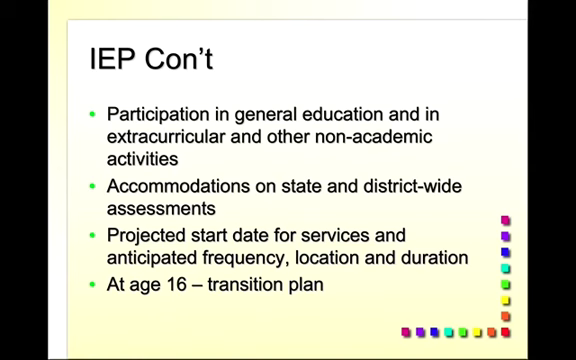At age 16, there should be a transition plan. What is going to happen to the student when they age out of the educational system? For some students, they'll leave at age 18, they'll graduate from high school, and they will move on. For other students, typically those with more complicated disability issues, they will receive services up until the age of 21.